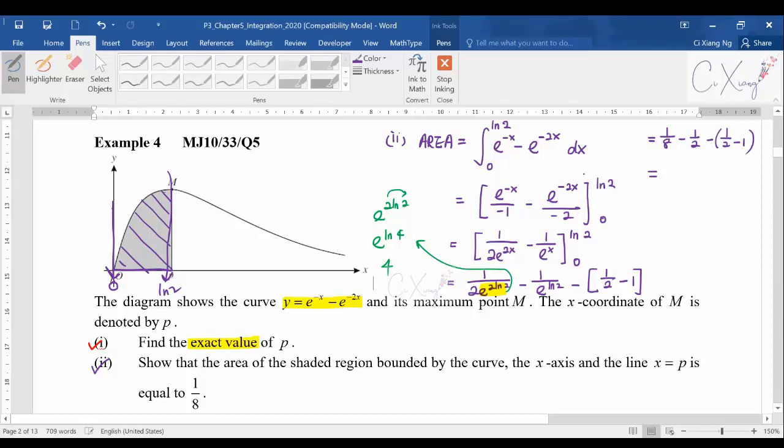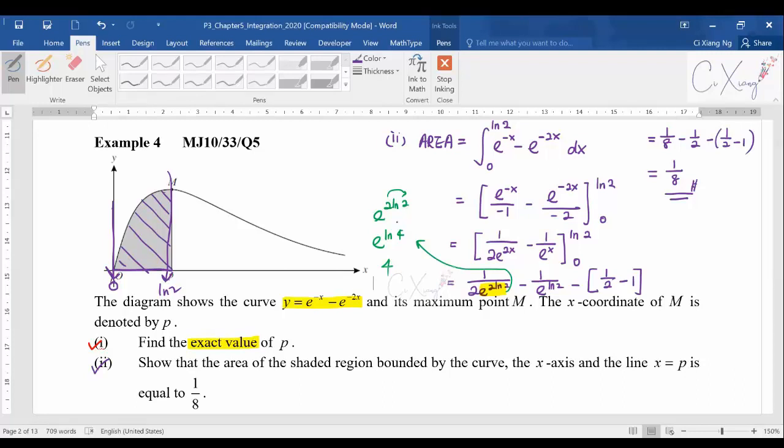Okay, so this is what we have, and after that, if you simplify everything, you can get the 1 over 8 very easily. Again, what are the techniques that you need here? You need some knowledge from chapter 2 also, like when they talk about e power something, e power ln something. This is how we deal with the application question for integration.